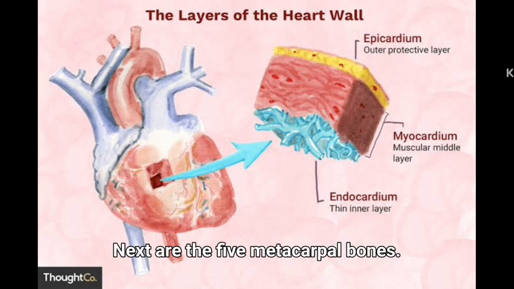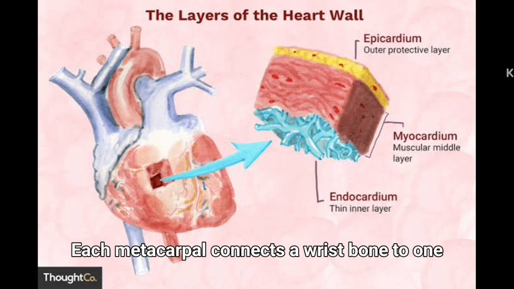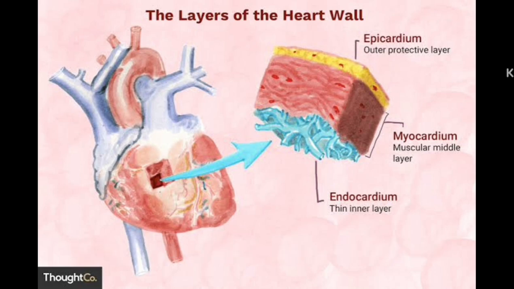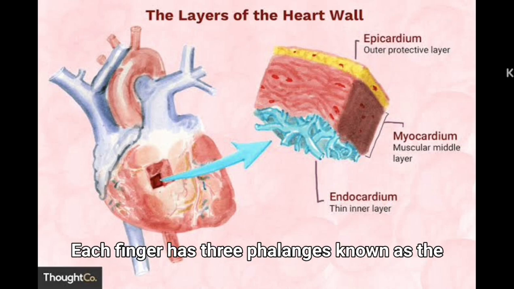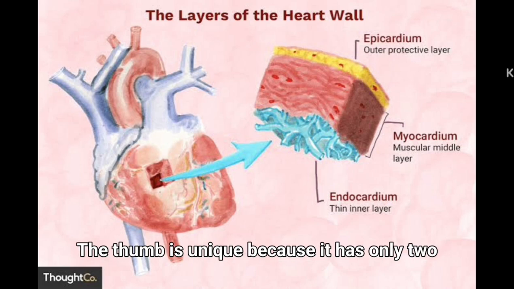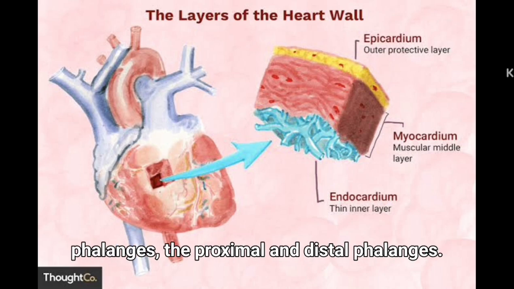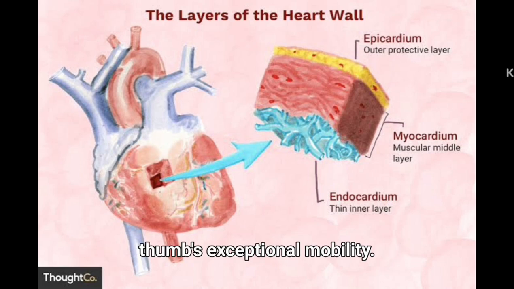Next are the 5 metacarpal bones. These long bones form the palm of the hand. Each metacarpal connects a wrist bone to one of the fingers. They provide strength while allowing the palm to maintain enough flexibility for gripping objects. The fingers are made up of 14 phalanges. Each finger has 3 phalanges known as the proximal, middle, and distal phalanges. The thumb is unique because it has only 2 phalanges, the proximal and distal phalanges. This shorter structure contributes to the thumb's exceptional mobility.